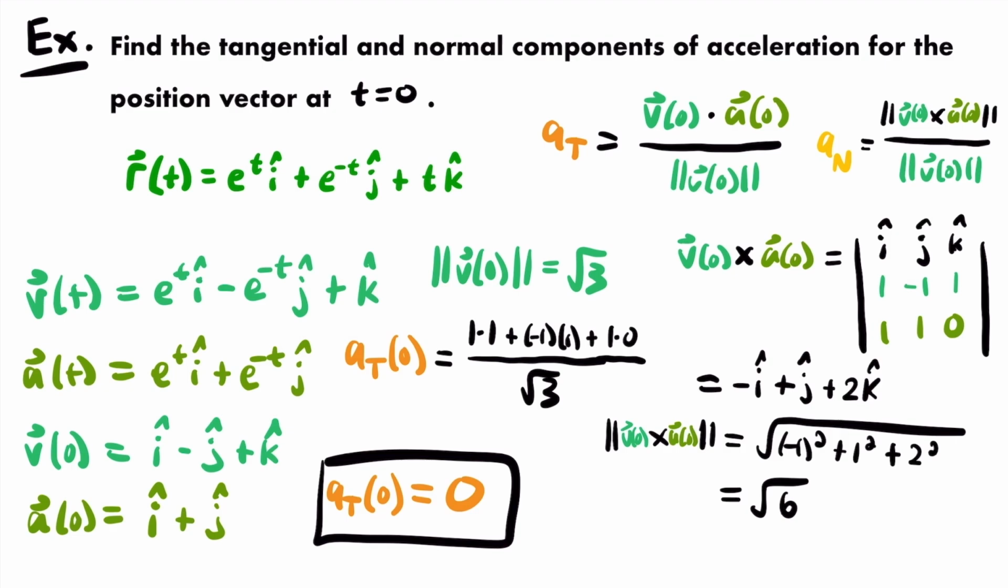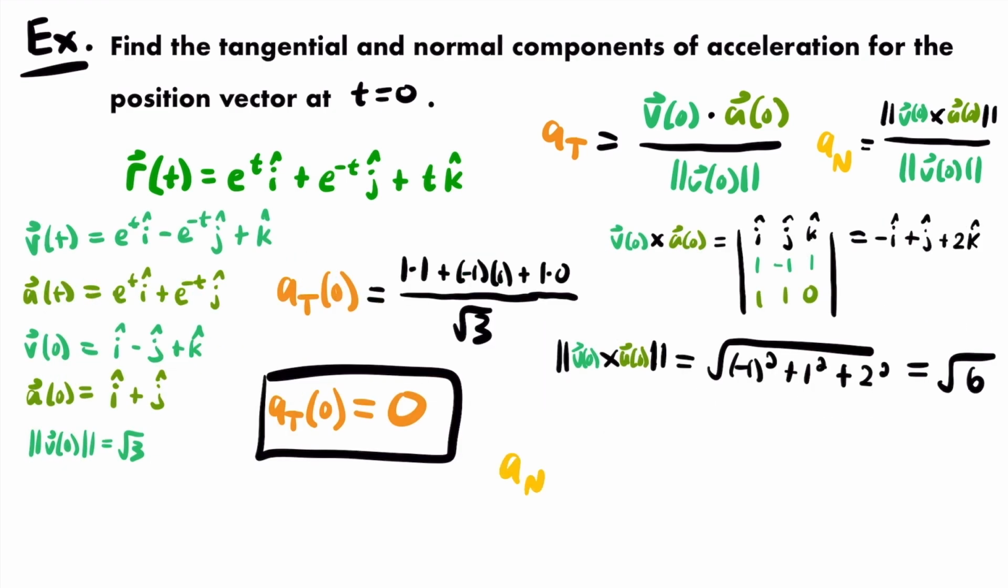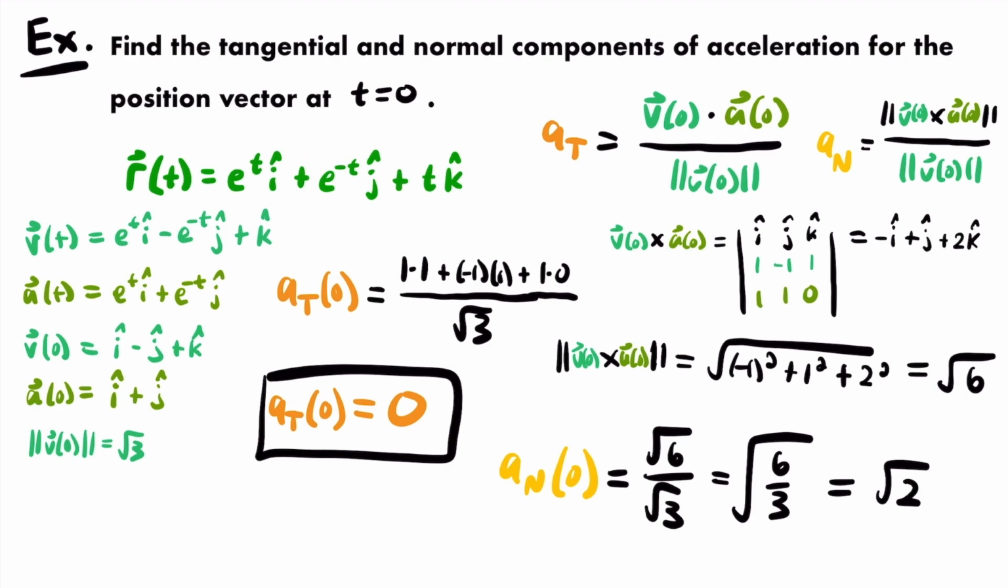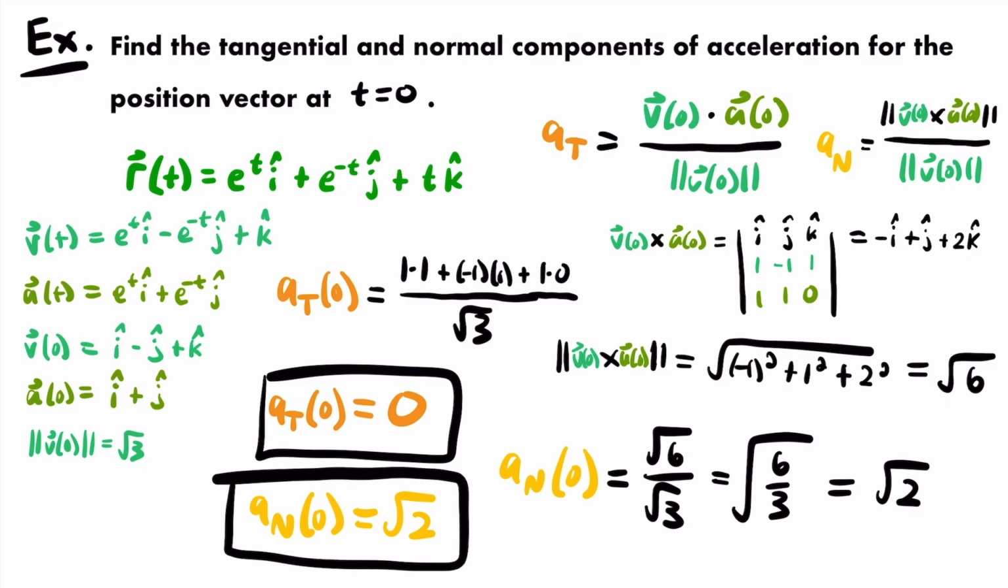Now, putting all that together, the normal component of acceleration, evaluated at 0, would be equal to that cross product we just calculated, which is the square root of 6, divided by the magnitude of the velocity vector at t equals 0, which is the square root of 3. So with the square root of 6 divided by the square root of 3, you could rewrite that to be the square root of 6 thirds. Just take the square root of the entire fraction. 6 divided by 3 is 2, and so we do indeed get the square root of 2 as the normal component of acceleration. All right, so I'll just write it like this. A sub n of 0 is equal to the square root of 2. That completes our answer to this example.